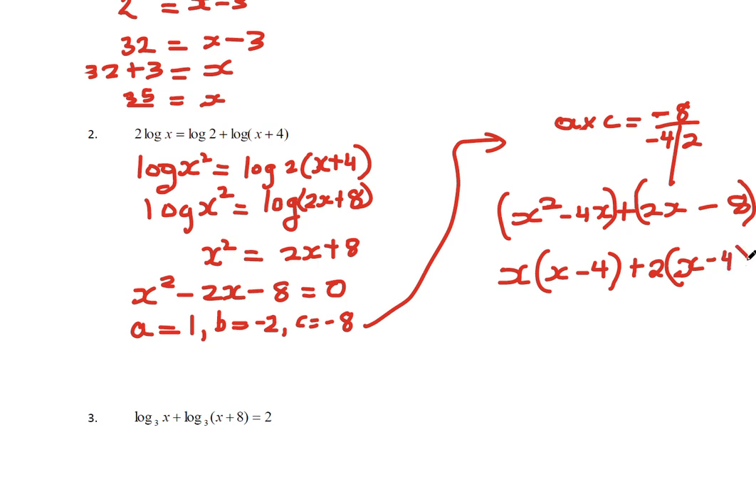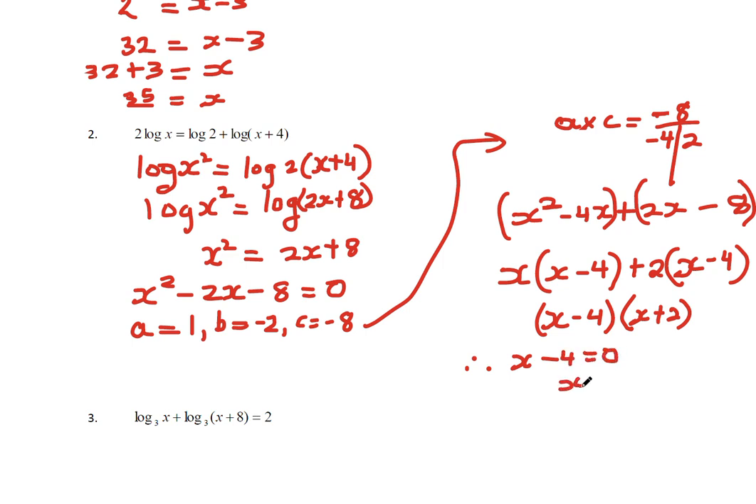So what we realize here is that the terms inside the bracket are the same, so the factors of this quadratic would be x minus 4 into, and I pair the outer terms here, x and positive 2, so it will be x plus 2. So (x minus 4) into (x plus 2). These are the factors of the quadratic, and therefore the solution for this logarithmic function would simply be found by setting these factors equal to 0 and solving for x.